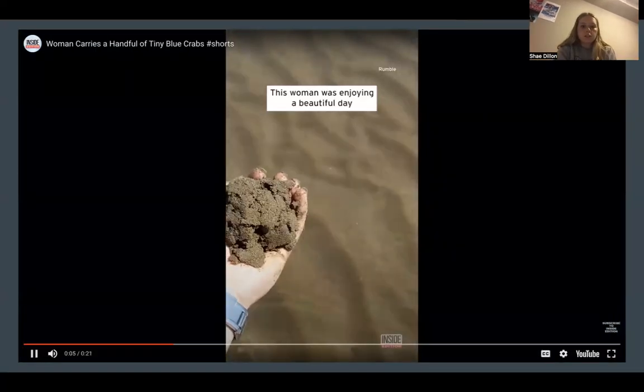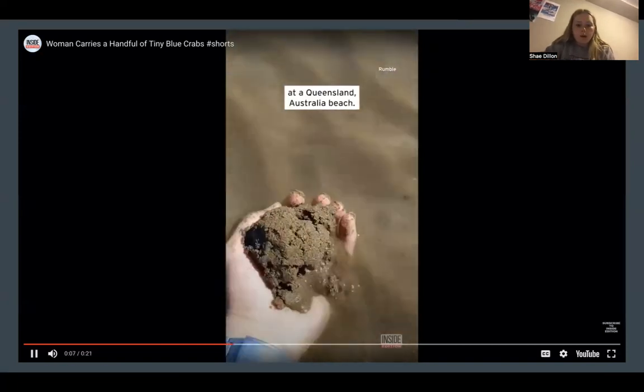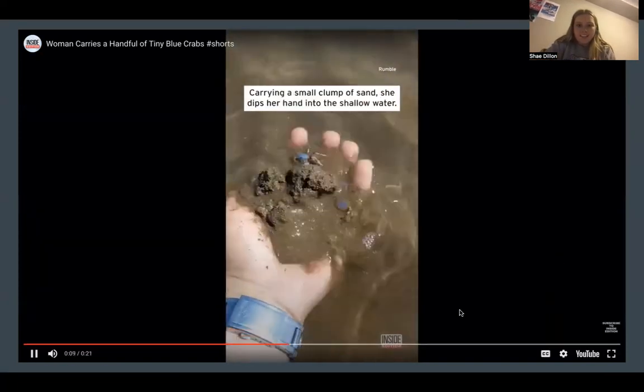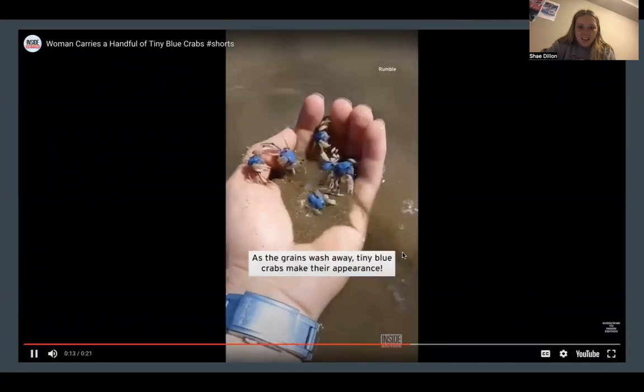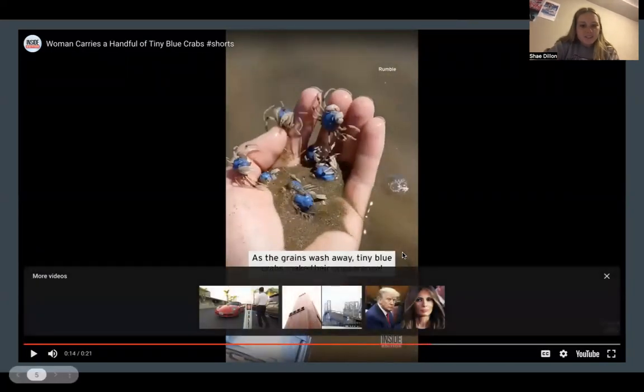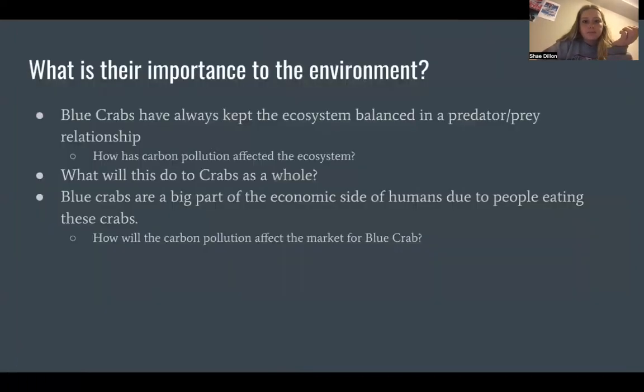And then this is just a video showing a beach. Carrying a small clump of sand, she dips her hand into the shallow water. As the grains wash away, I just thought this was super interesting, right here, showing how big the claws really are, even though these are very small blue crabs.